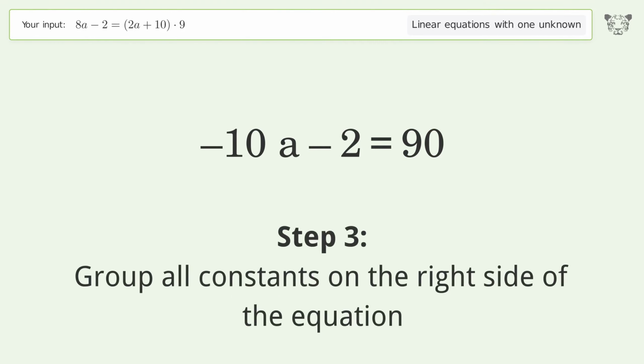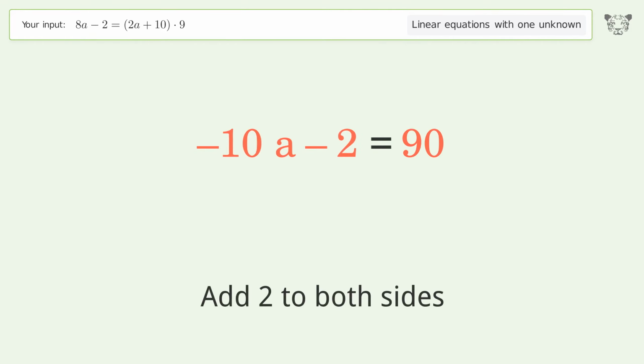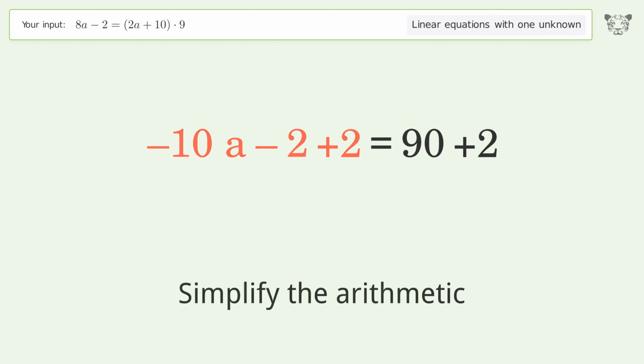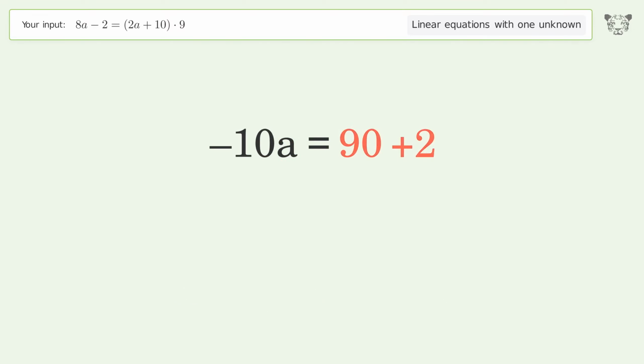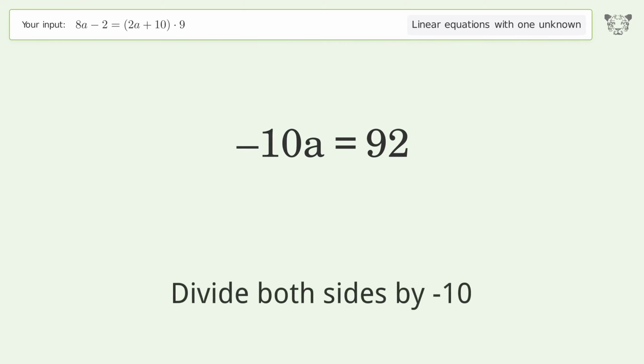Group all constants on the right side of the equation. Add 2 to both sides. Simplify the arithmetic. Isolate the a. Divide both sides by -10.